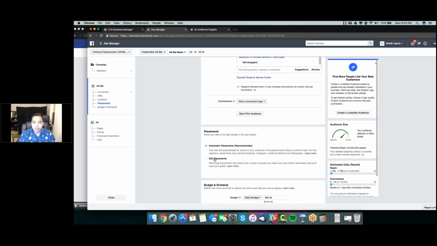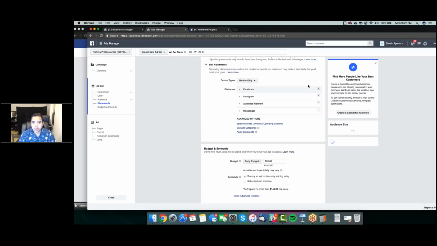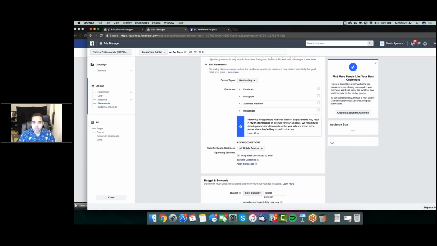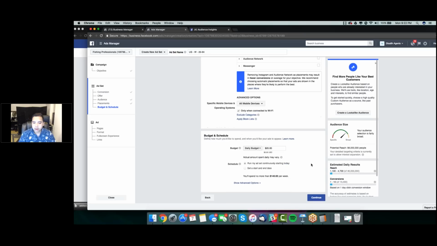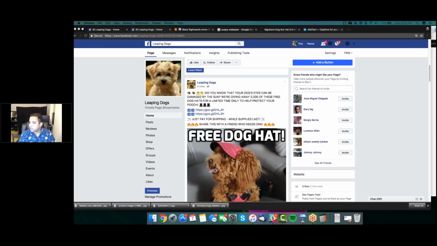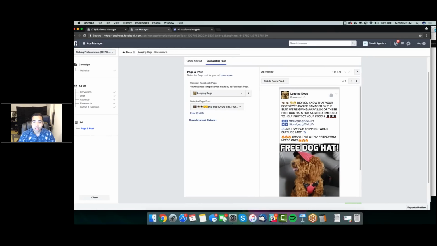Now we're going to edit the placement. To start, I like to do just mobile, just to show you guys what the mobile version looks like. We're going to click on only connected to Wi-Fi, because I want them connected to Wi-Fi where they're stationary and ready to make a buying decision. We can start with the $5 ad, $5 a day. Click continue. Then we go into existing post, and I'm going to find my page here, Leaping Dogs. So now here's my post. Here's my page. Look at that, guys.